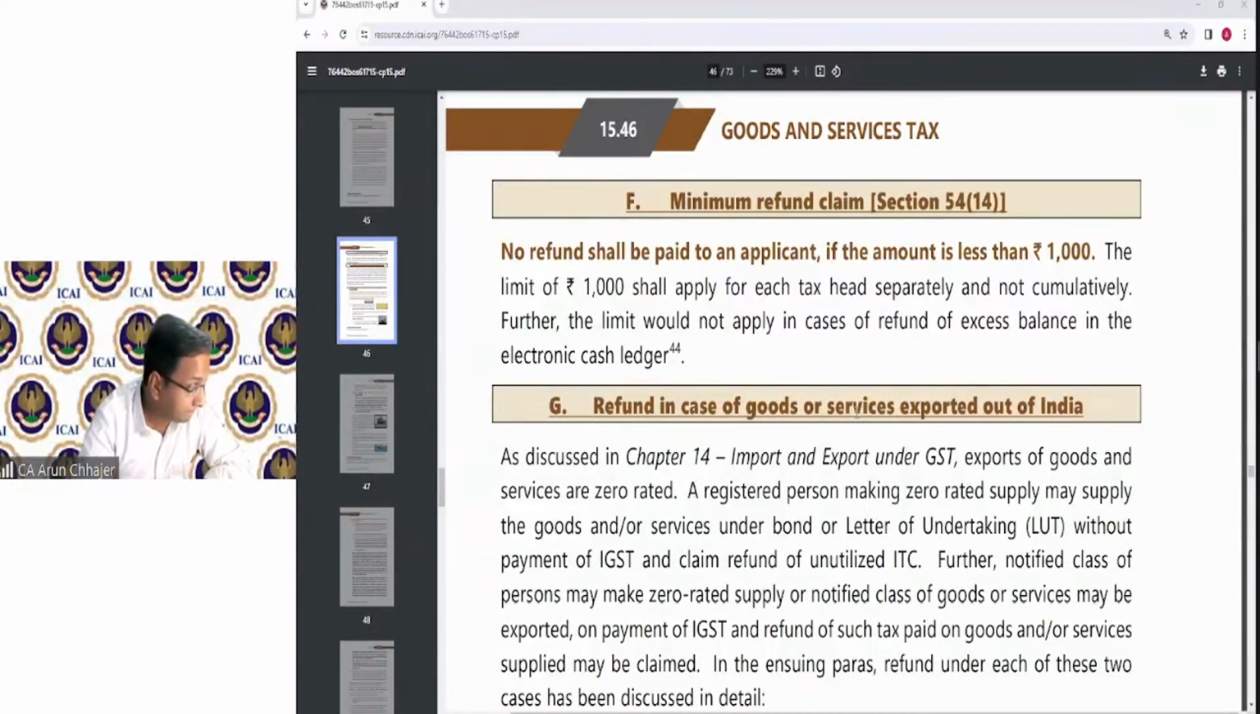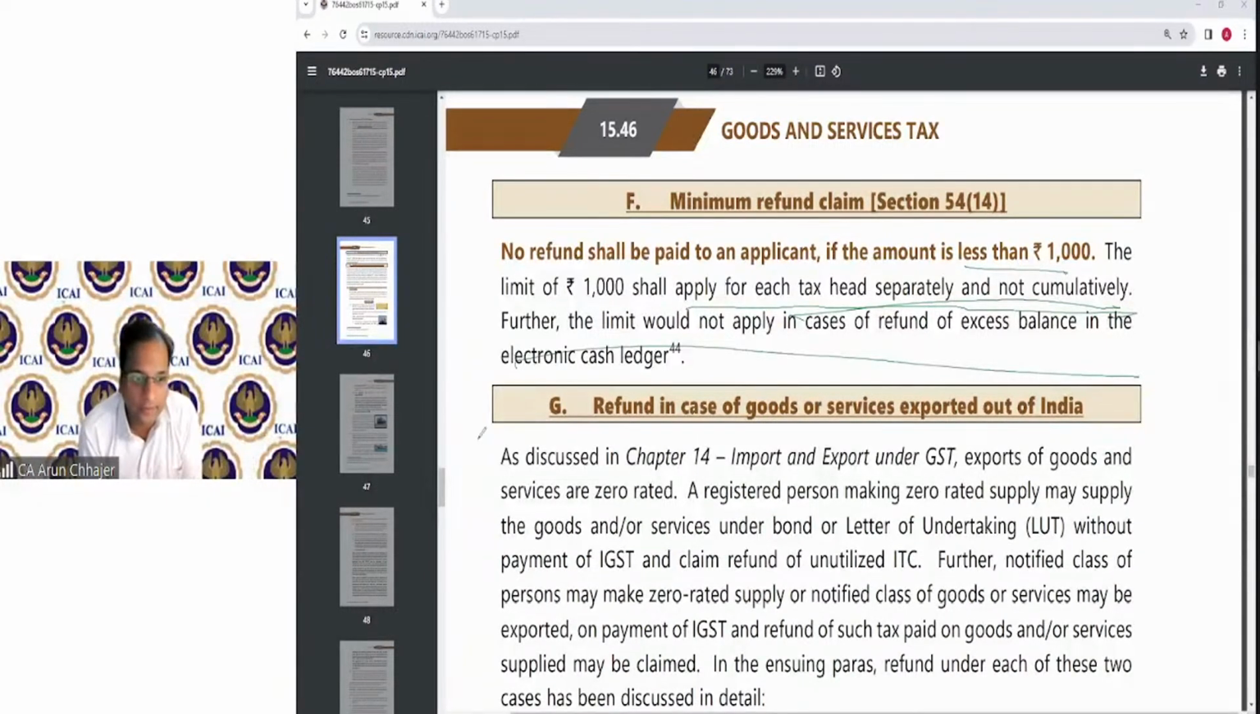Minimum refund claim: if it is less than 1000, then the refund will not be given. If it is less than 1000, then it will not be refunded; it will be clubbed in the subsequent claim. 1000 shall apply for each head separately, not cumulatively. ठीक है. Further, this limit would not apply in case the refund of excess balance in cash ledger is available.